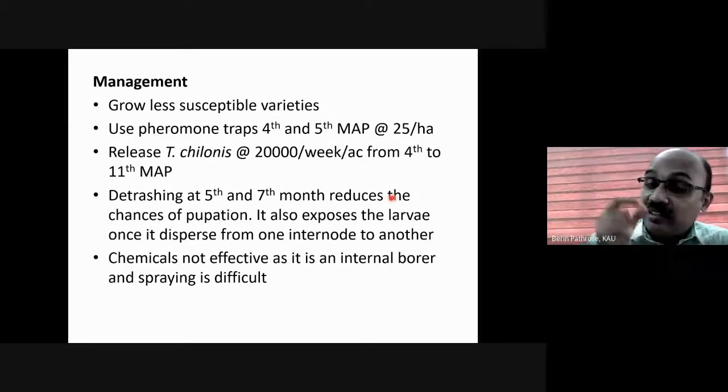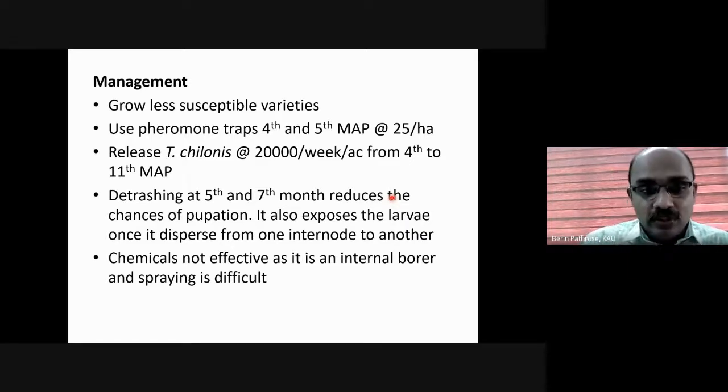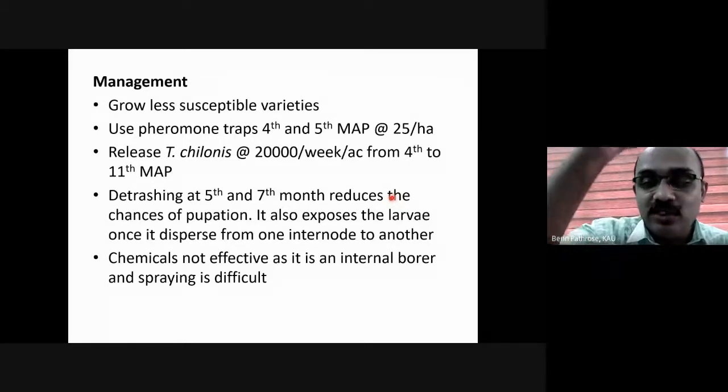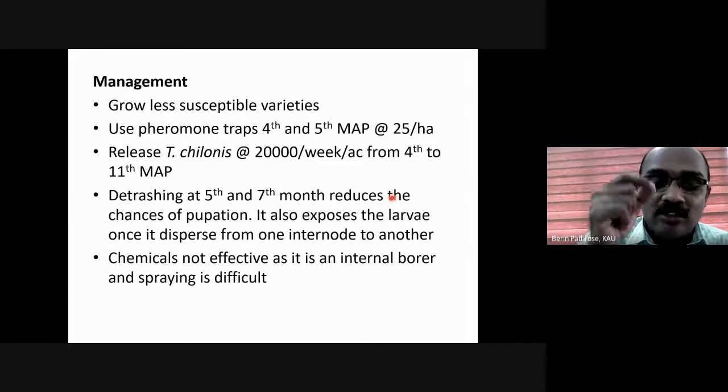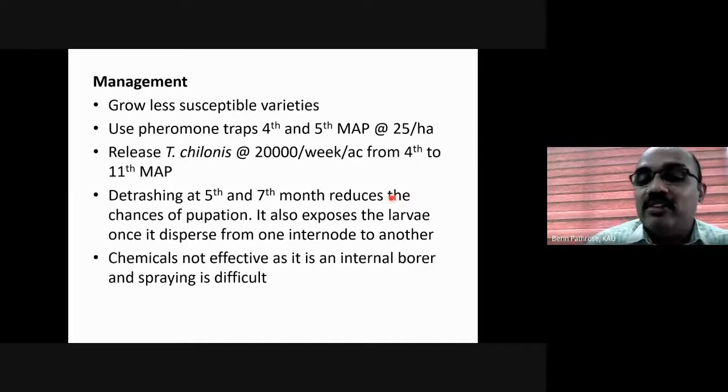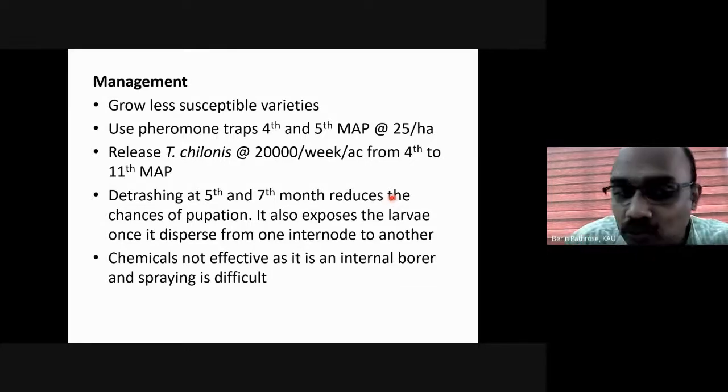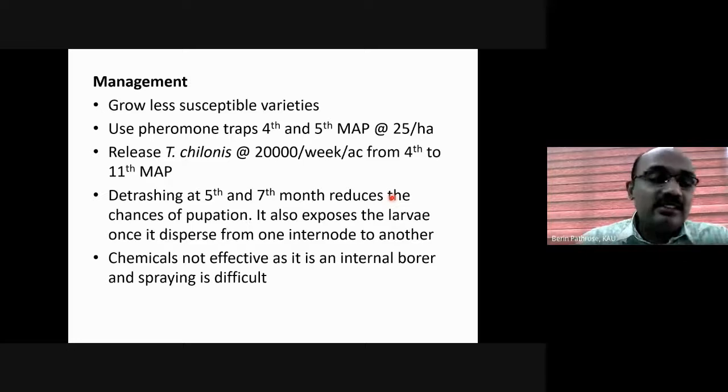Another thing is, I also told you that it attacks about 2 to 3 internodes, not a single internode. Once one internode is fed completely, it comes out and moves into the next internode. During this travel from one internode to the next, the larvae will be exposed to predation and parasitization. This happens only if we go for detrashing. So detrashing is a recommended cultural practice for the management of sugarcane internode borer.